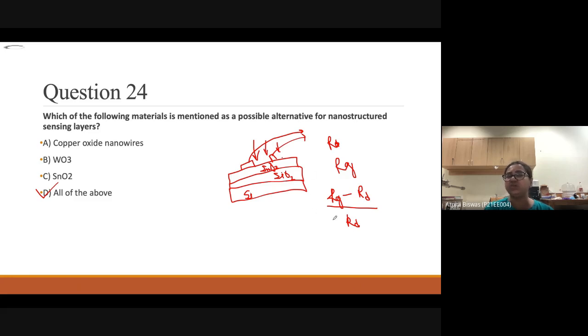By using this formula, they check how much the resistance of the device changes when the gas is present. Here the input is the gas, and the change in the material is observed. The output is in terms of resistance. So when the device interacts with the gaseous molecules, the resistance changes. So this is the way the devices work. This is the working phenomenon of the metal oxide. Here they can use copper oxide, WO3, and SnO2. So the right option is all of the above.